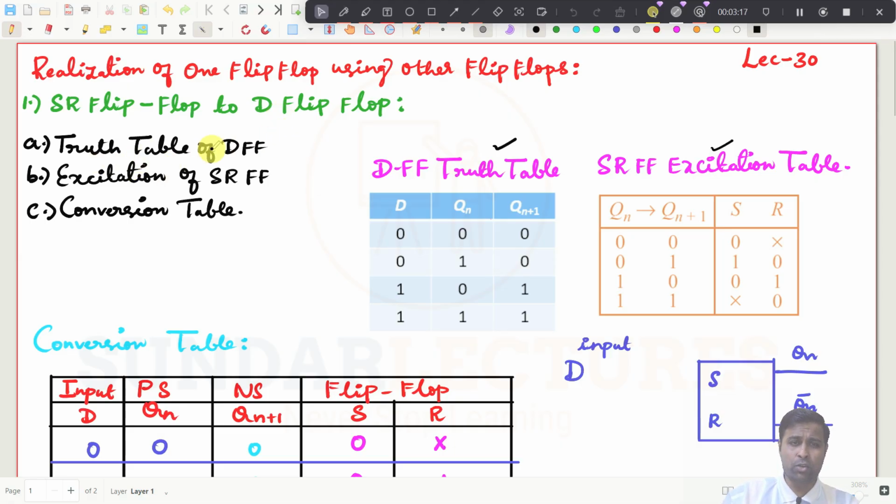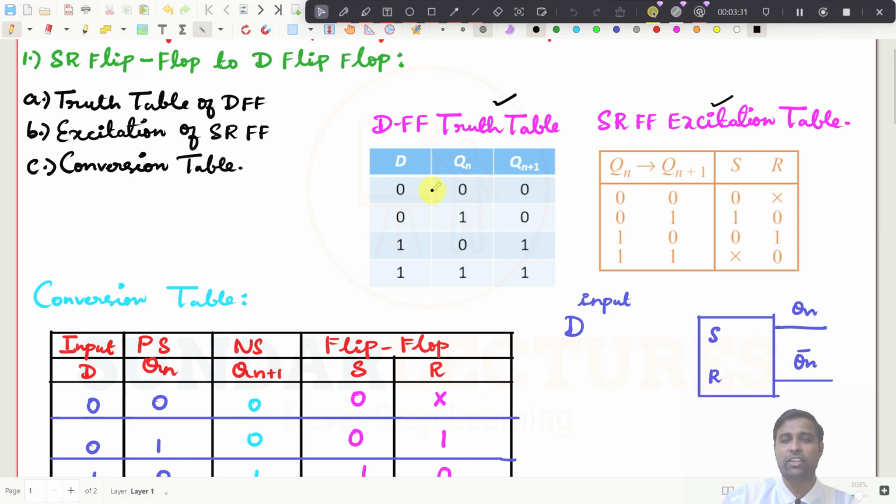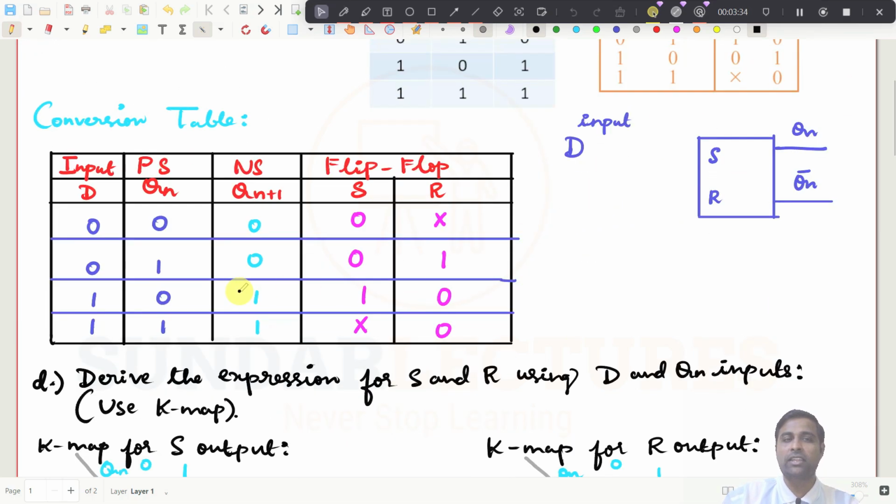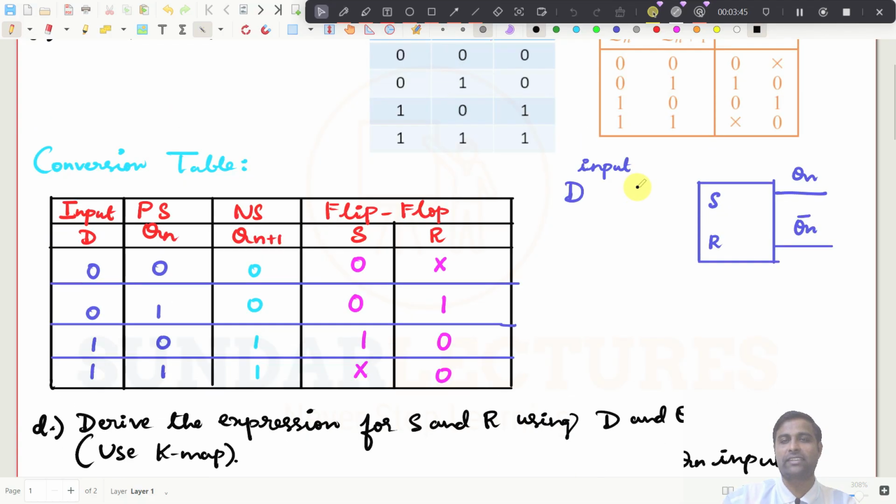First one, draw the truth table of the D flip flop. Whatever flip flop you are going to convert, you have to take the truth table, and whatever flip flop you are having, you have to take that as the excitation table. That excitation table has to be taken, and we need to draw the conversion table using these two tables now. So how will you draw that one? Take the truth table of D flip flop directly and put the values here, and this flip flop's SR values should be derived using the excitation table. Using the excitation table, you take the values and put what value you will get for S and R if Qn and Qn plus 1 are these values.